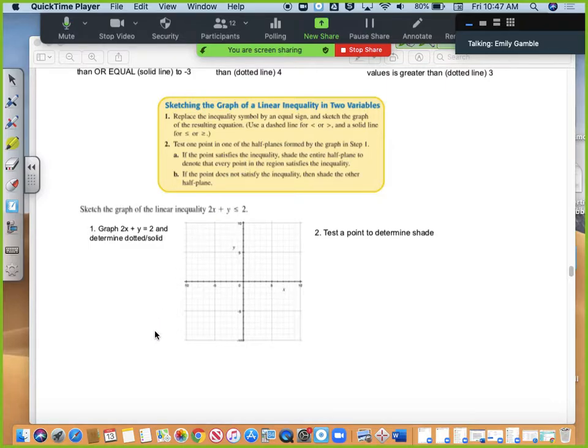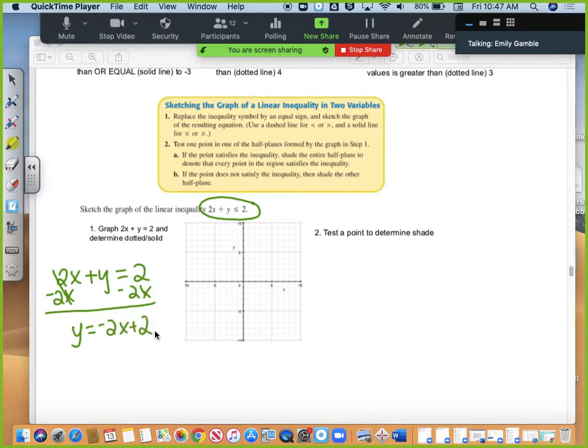So, if we're going to try this one on our own or together, sketch the graph of the linear inequality 2x plus y is less than or equal to 2. The first thing we would do is pretend this is an equation so we could graph this. 2x plus y equals 2. I personally like to graph in slope-intercept form, so I can solve it for y. That means I would subtract 2x from both sides. I'm going to get y equals negative 2x plus 2.